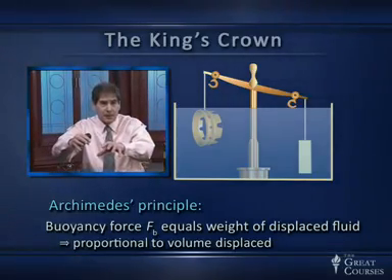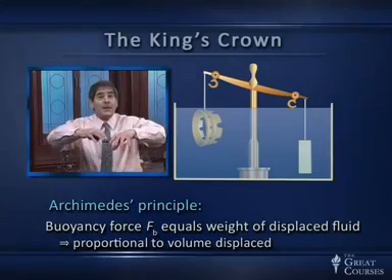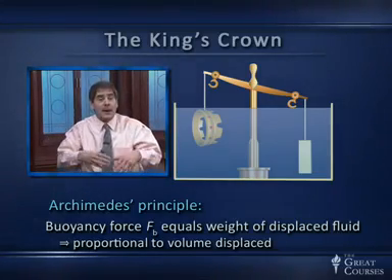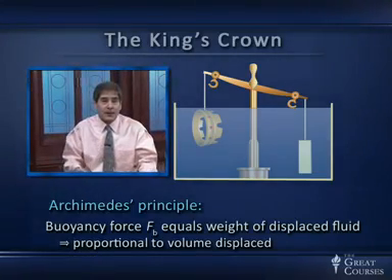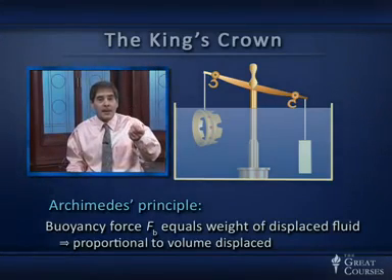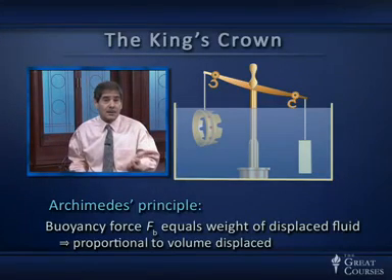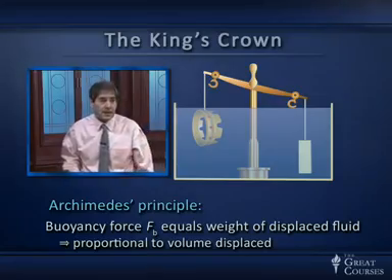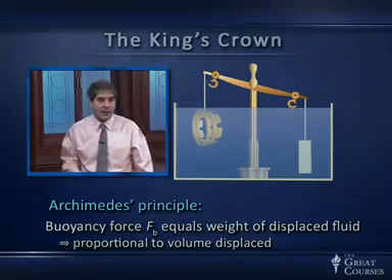The buoyancy force on the pure gold is the weight of its displaced water. There's a greater buoyancy force on the crown. The crown, therefore, displaced a greater mass and, therefore, a greater volume of water. And so it must have lower density. And since gold is a very dense substance, the conclusion was that the king's crown was a fraud.